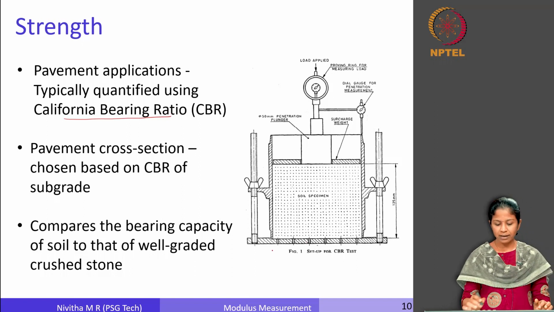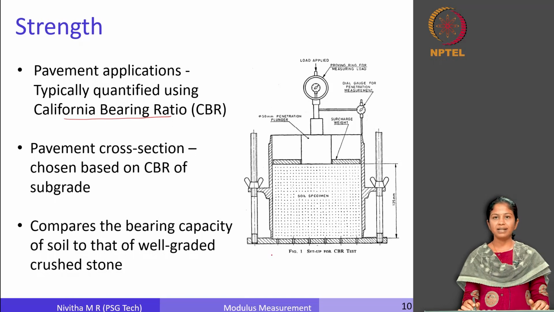Right. I will define in a moment what this is. So if you look at IRC 37, we have different design templates. A particular design template, which is the thickness of each of these layers, is taken from that template based on two parameters. One is the strength of the subgrade quantified through CBR, and the second one is the number of traffic repetitions, right. So depending upon the CBR value, the pavement cross section is going to vary.